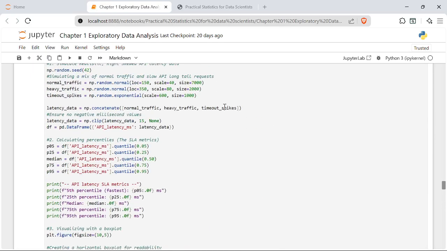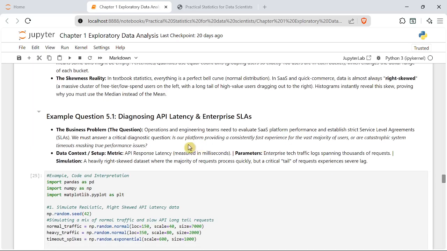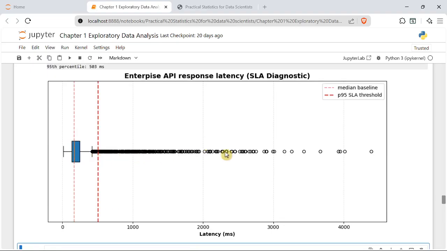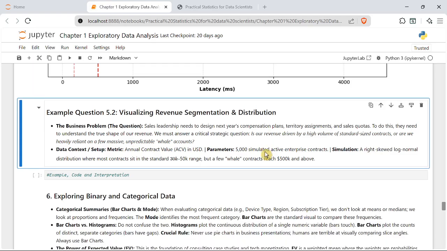So we can conclude, is it catastrophic system timeouts masking our true performance issues? Yeah, it is truly a performance issue. We must allocate our engineering resources to fix this before it damages our enterprise contracts.